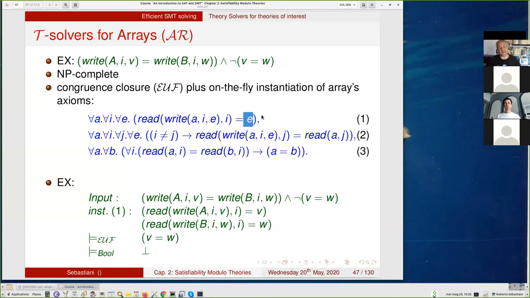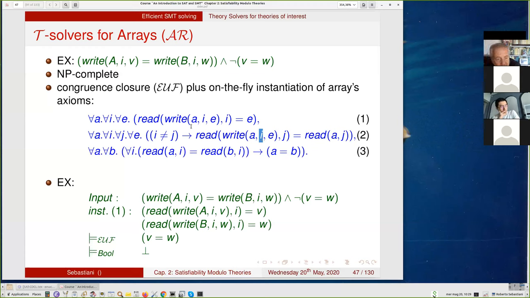The second axiom says that for all A, E, and for all pairs of positions I and J, if I is different from J, then the result of reading from position J from the array which is the result of writing the element E in position I is the same as read A J. So this says substantially that the act of writing does not affect all the other indexes.